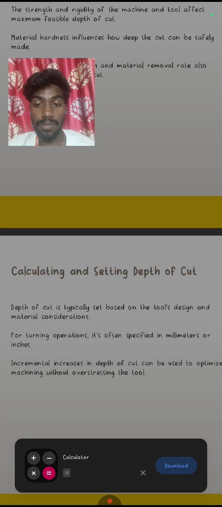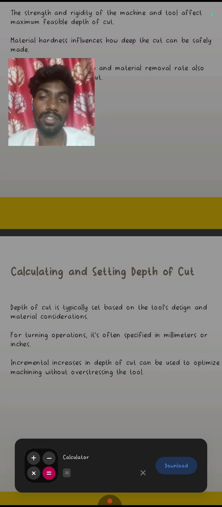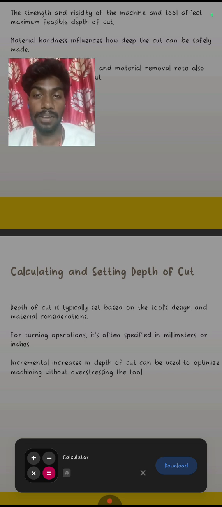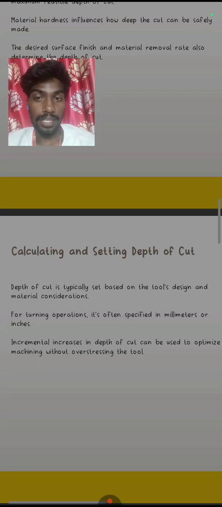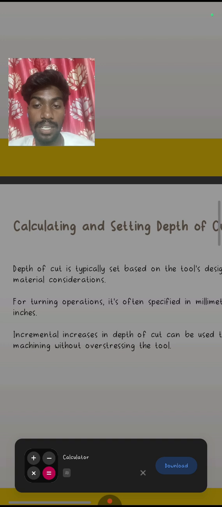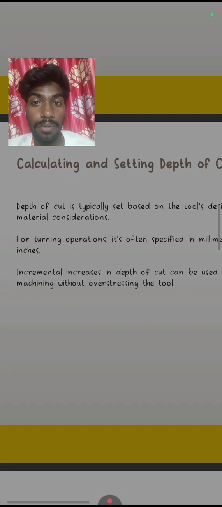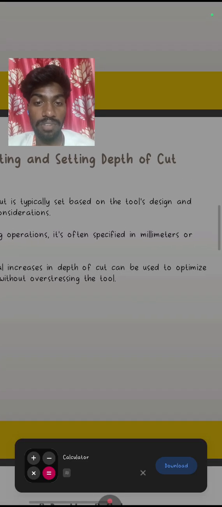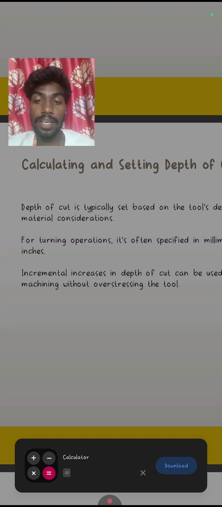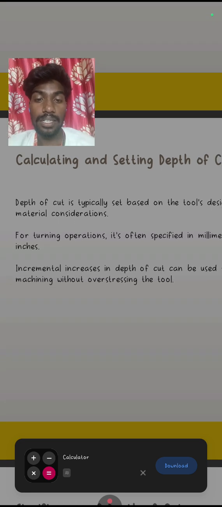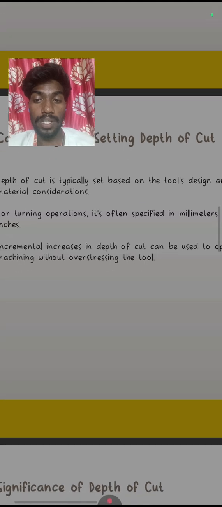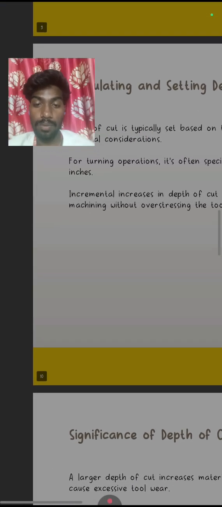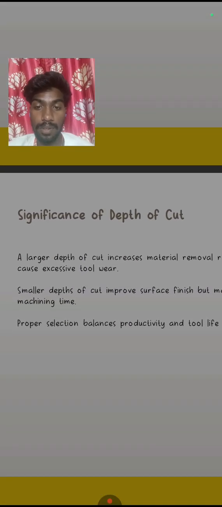Calculating and setting the depth of cut. This is also a very important parameter. Depth of cut is typically set based on the tool's design and material considerations. For turning operations, it's often specified in millimeters or inches. Incremental increases in depth of cut can be used to optimize machining without overstressing the tool. Significance of the depth of cut.